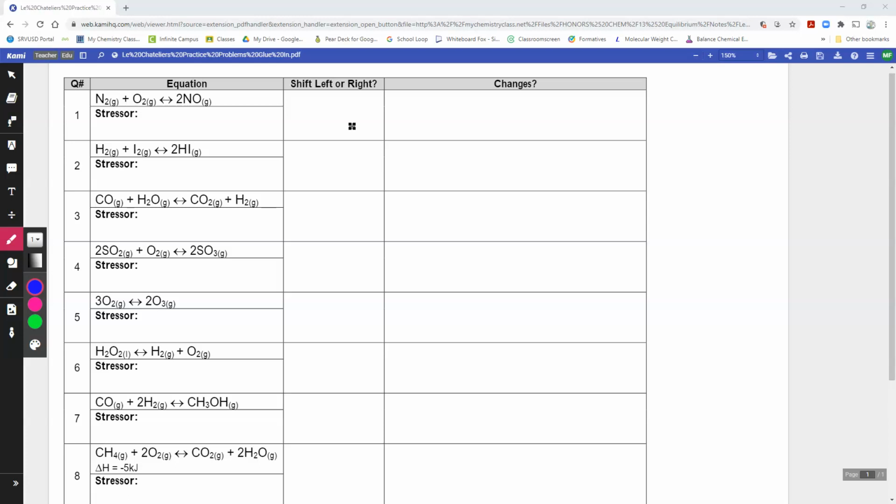So you have to be told what the stressor is. If you're just given a chemical equation, there's nothing happening, right? The stressor is something that we are doing. So I'm going to tell you, let's zoom in a little bit first.